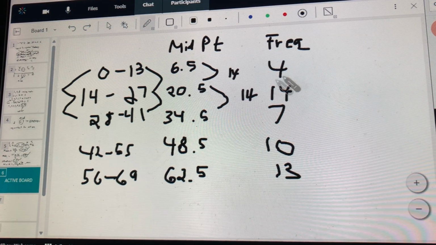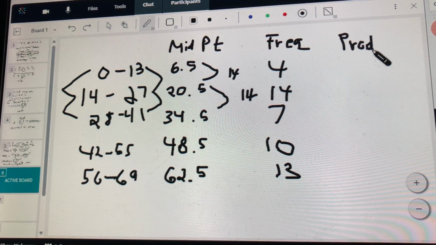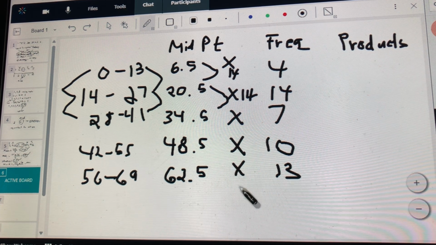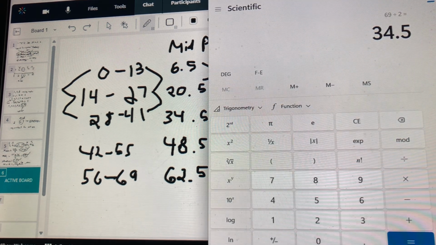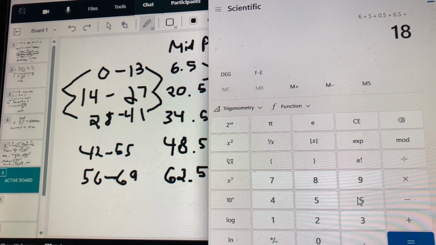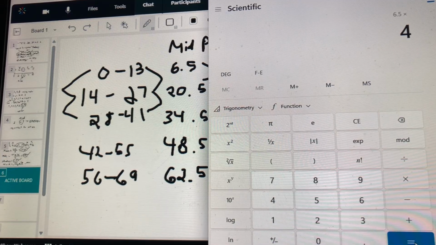So once you get the midpoints, then you find all the products next. So take each midpoint and multiply by the frequency. Because if you had 4 people age 6.5, you would do 6.5 plus 6.5 plus 6.5 plus 6.5 if you were adding every single person. 24.5 just for those people. But the shortcut is to do 6.5 times 4, then you don't have to add it up 4 times.